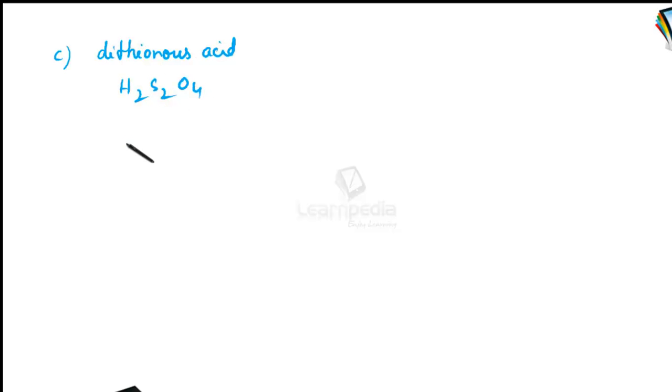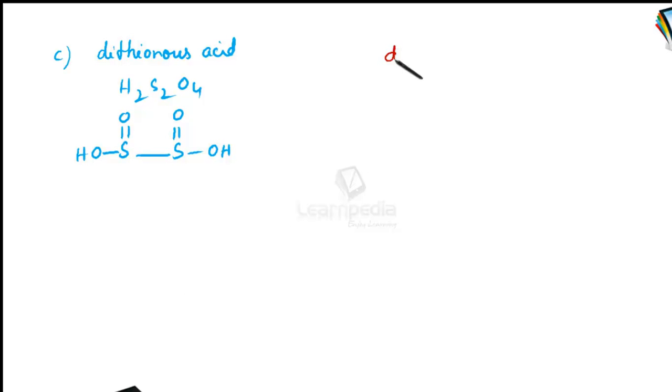H2S2O4, and 2 sulfur atoms are there and the basicity of this one is 2. So 1 OH group on each sulfur and still 2 more oxygens are there. So 1 on each sulfur. So definitely there is a sulfur-sulfur linkage here. So this is one of our correct answers.